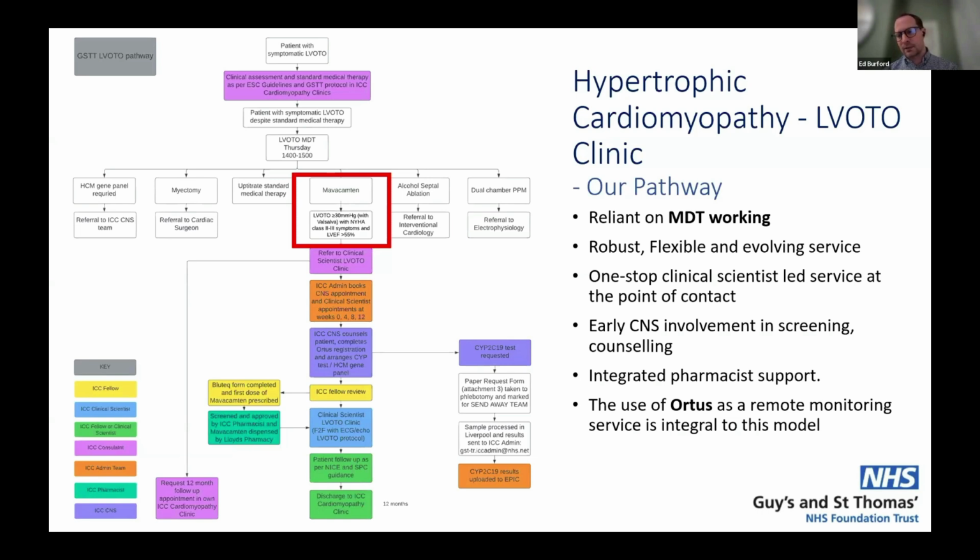We involve their CNS, or clinical nurse specialists, early in terms of their pre-treatment counselling, but also to give them support throughout the process. And it's got a heavy reliance on integrated pharmacist support, so they need to be able to help us with applications. The dosing regimen is incredibly complex. I think it's a 56-page document when it first came out, and navigating that can be complicated for patient or clinician as well. And lastly, more importantly for this talk, is Ortus, our remote monitoring service, and it's integral to the way that we manage these patients and offer them the opportunity to discuss with us if there's problems.